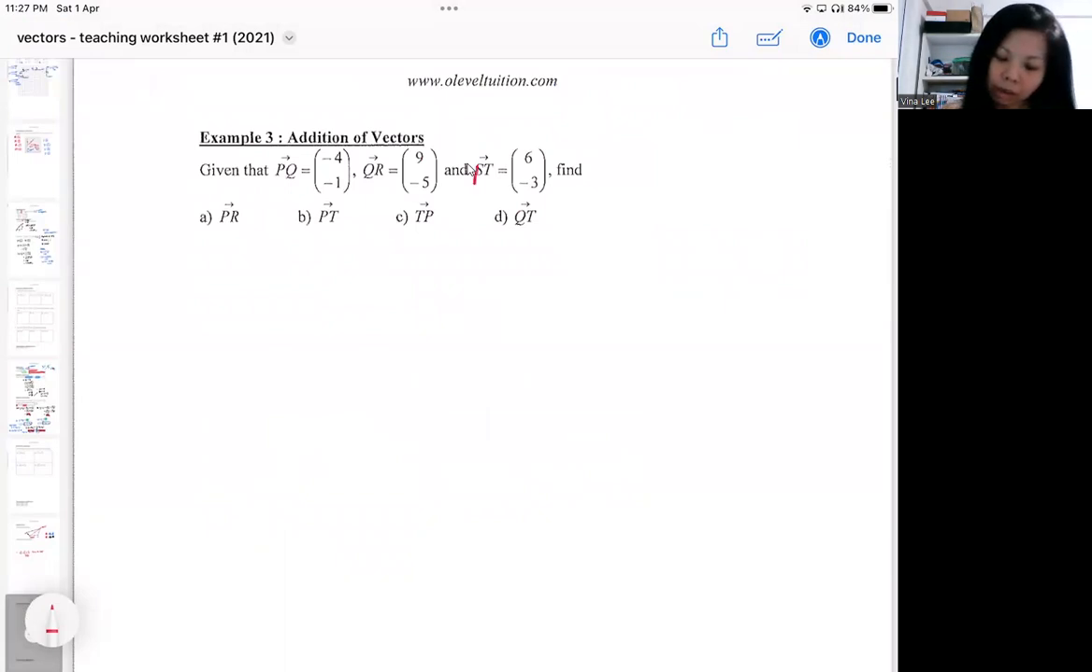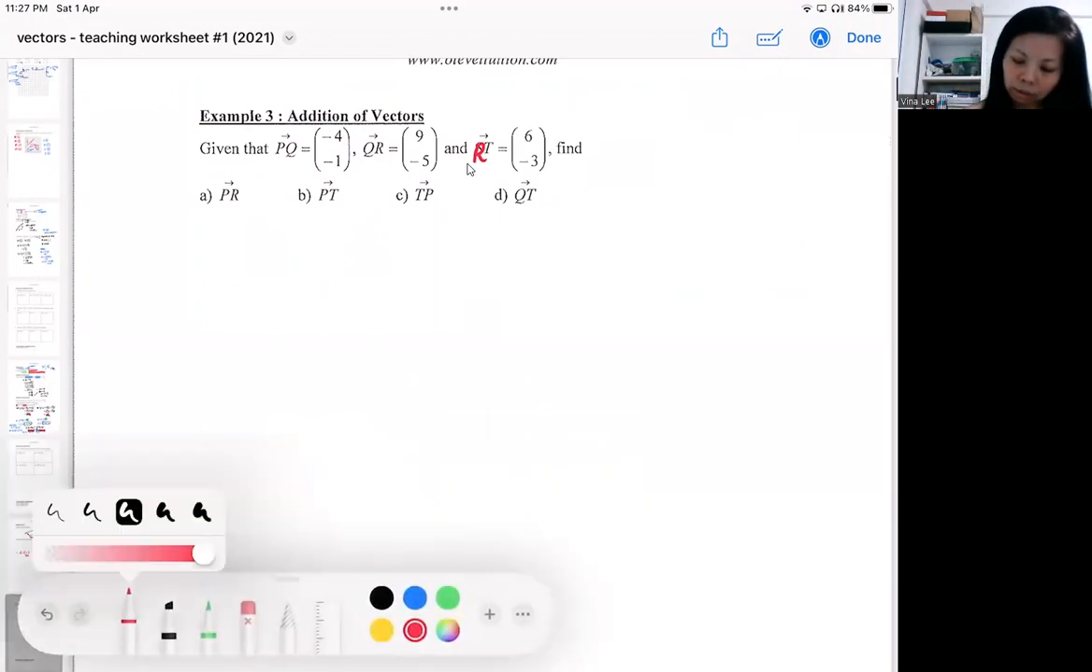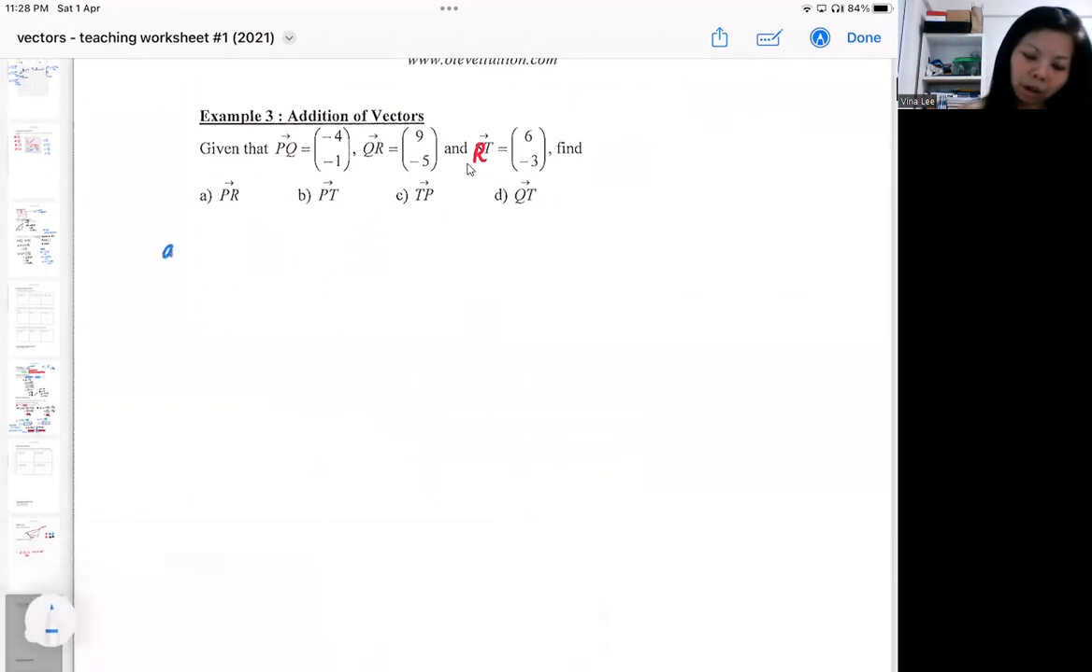I will need you to correct this part. Okay, there is a typo in this part. Okay, so in example 3, you are given a 3-column vector. So given this 3-column vector, we can find all the position vectors, all the required vectors here. So for example, how am I going to find PR?